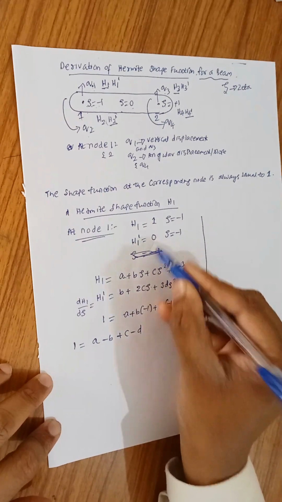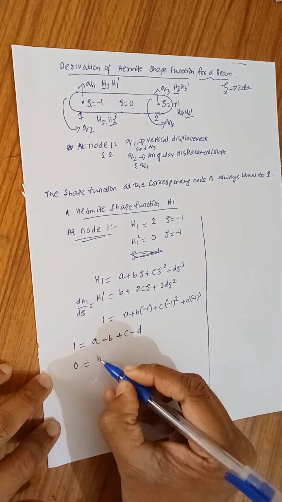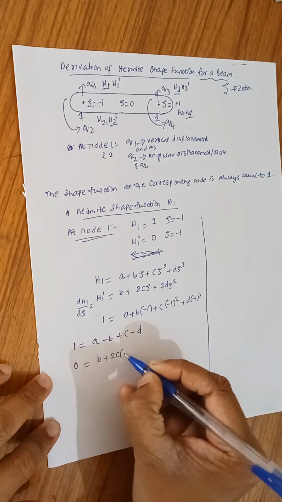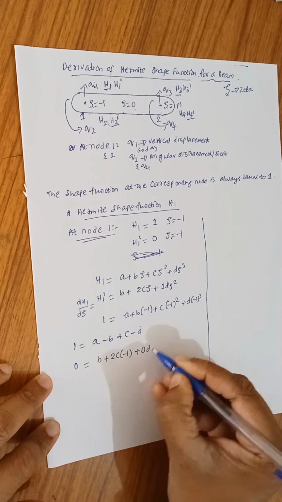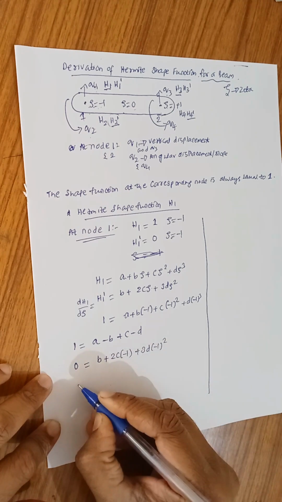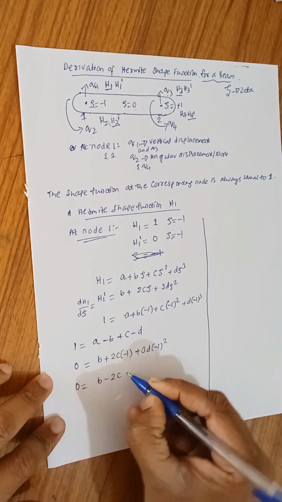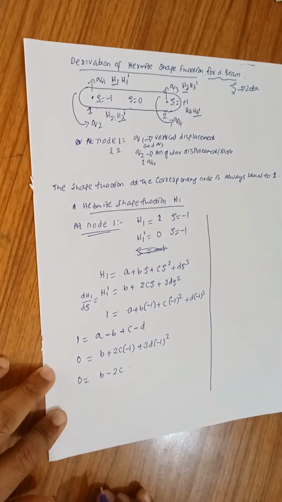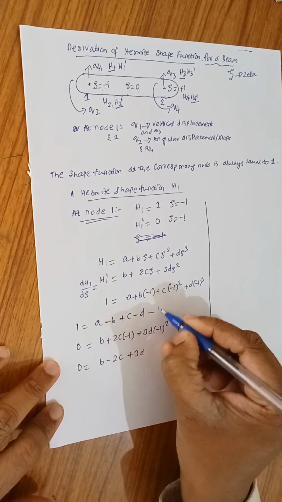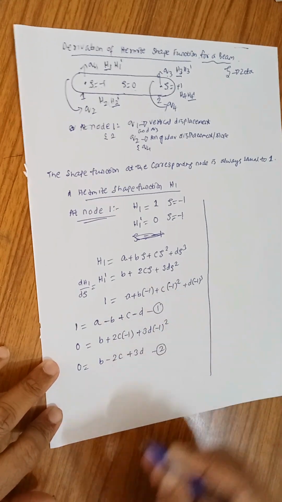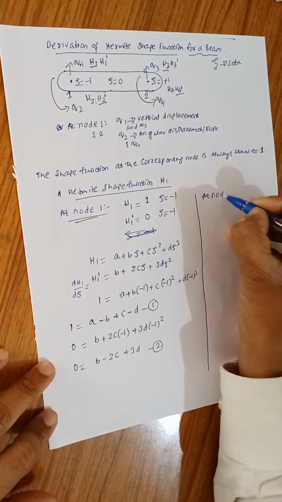Now let me try to substitute these values. 0 into the second equation, 0 equal to b plus 2c into minus 1, because zeta is minus 1, plus 3d into minus 1 the whole square. So suppose if I substitute that, I'm going to get b plus, into minus is minus, minus 2c. Here it's going to be minus 1 the whole square, that is nothing but plus 1, and that's going to be plus 3d. So this is going to be equation number 1, and this is going to be equation number 2.